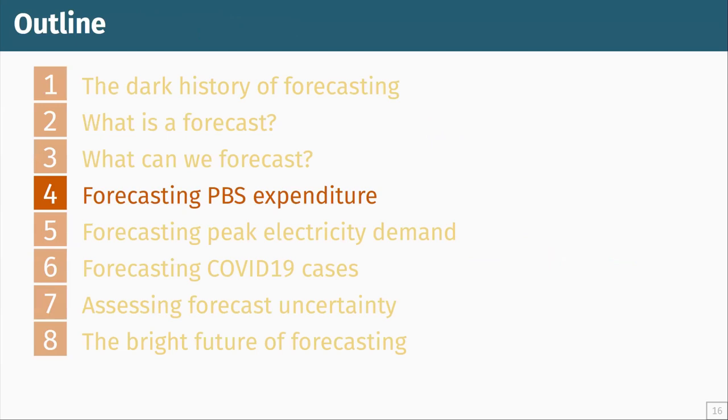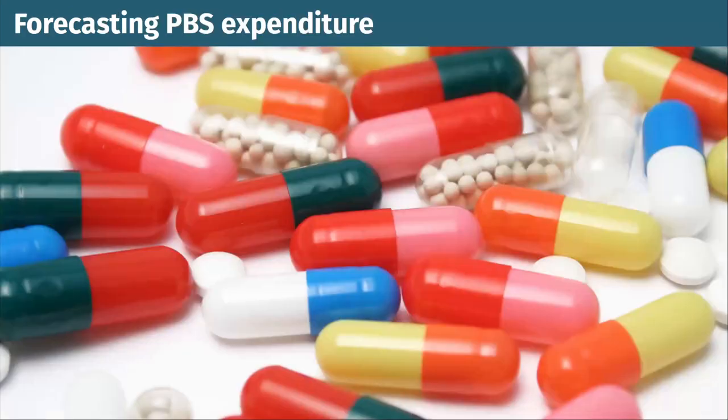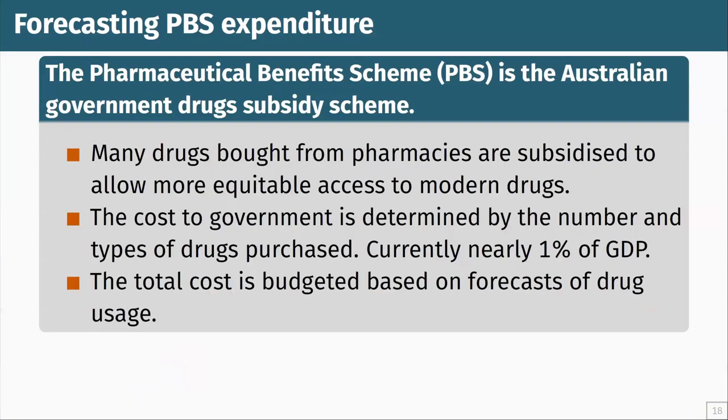Okay, so I'm going to do 3 case studies from my own consulting practice over the last 20 years or so, and show how these things come into play. So the first one is PBS expenditure. PBS is the Pharmaceutical Benefit Scheme. That's the sale of drugs through pharmacies around Australia. And it's a subsidised scheme. When you go to the pharmacy, you're not necessarily paying full price for the drugs that you purchase. They're subsidised to allow more equitable access.